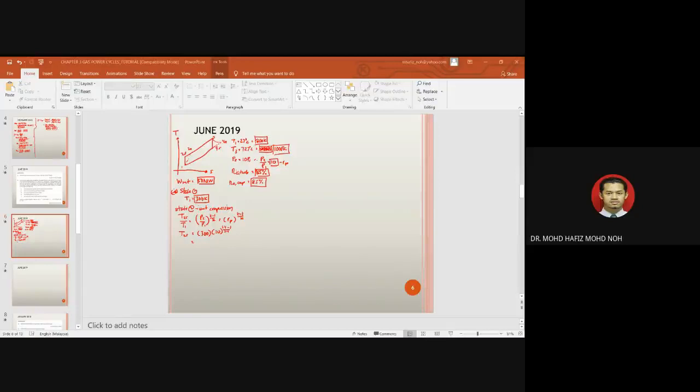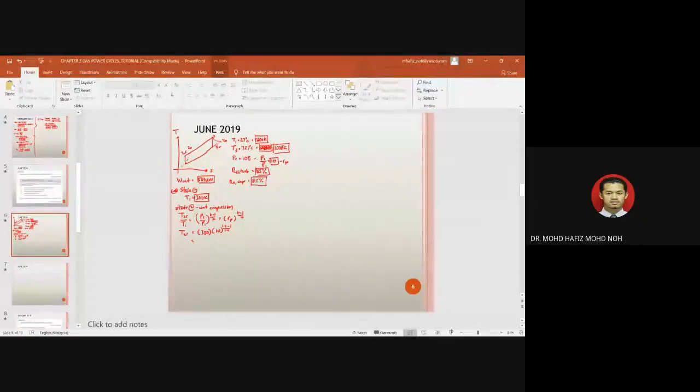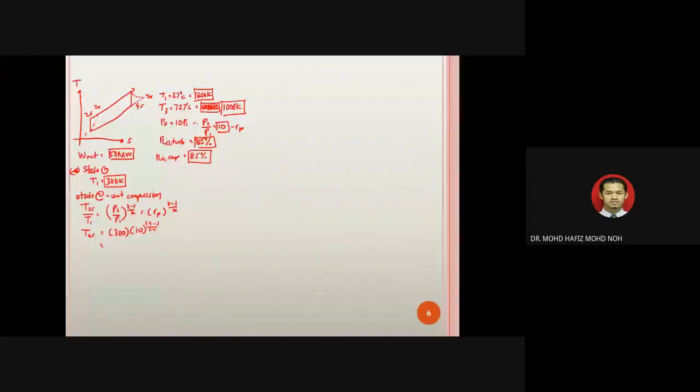579.2093 Kelvin. Okay guys, and then you have to find the value of T2 actual also. So you have to find the value of T2 actual.